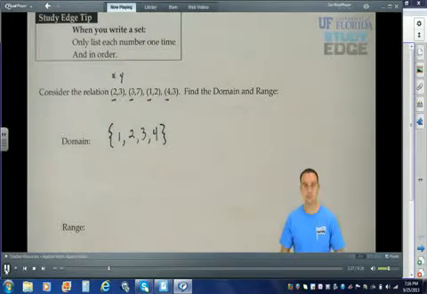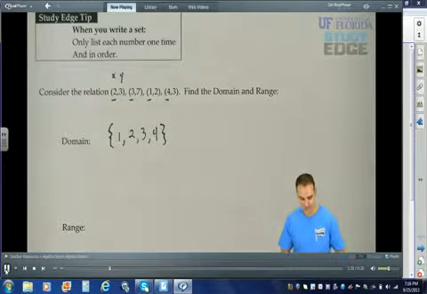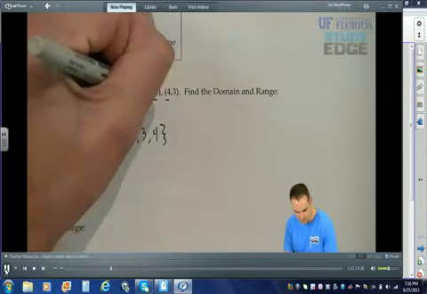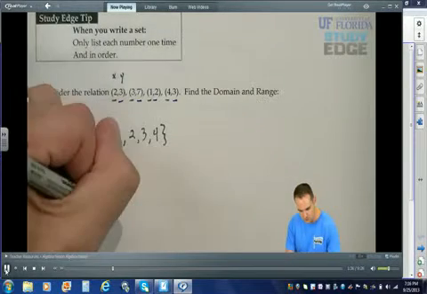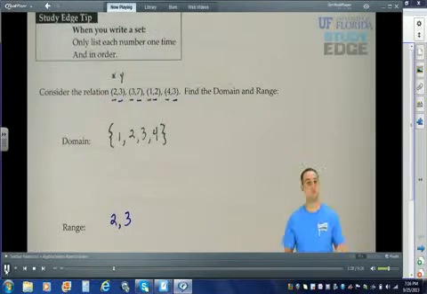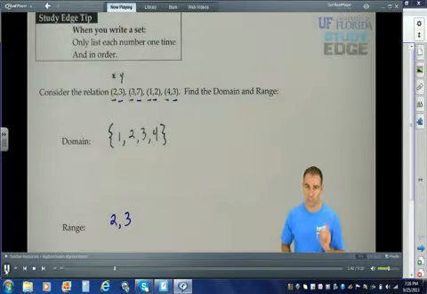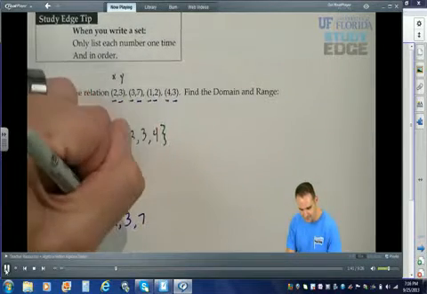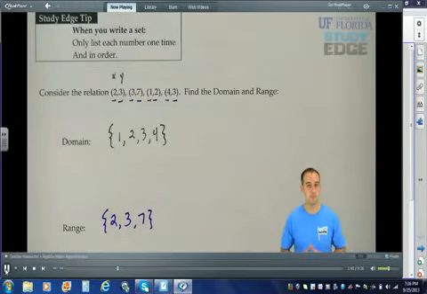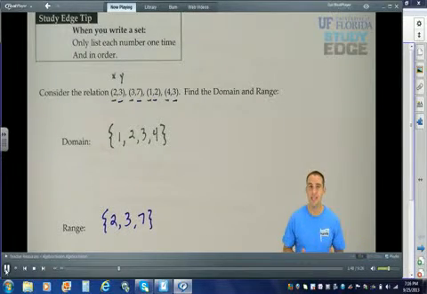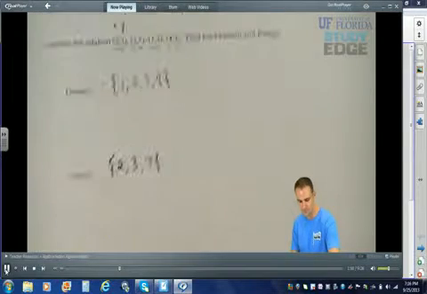Then the range is all the y's. In this case, we would have 3, 7, 2, and 3. The smallest is 2. 3 appeared twice, but you only put it one time. And then lastly, 7. We put it in set notation. So here's an example of, given some points, how do you write the set for domain and the set for range?